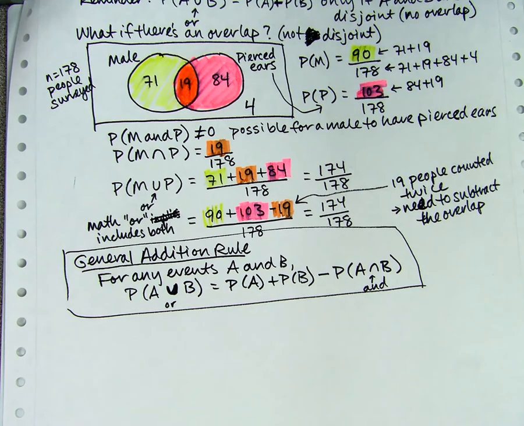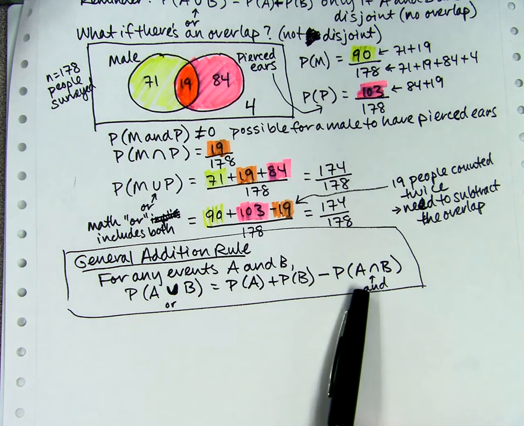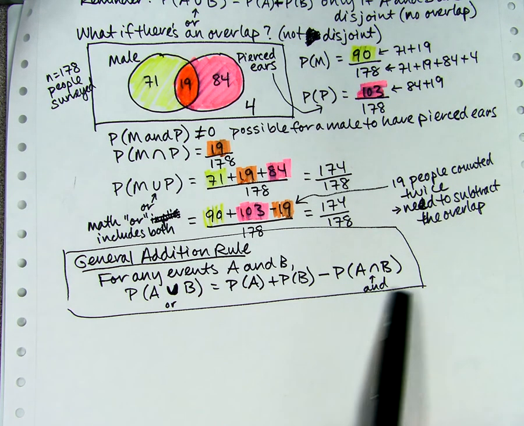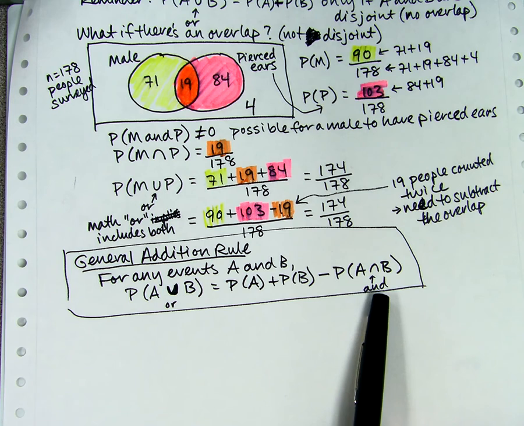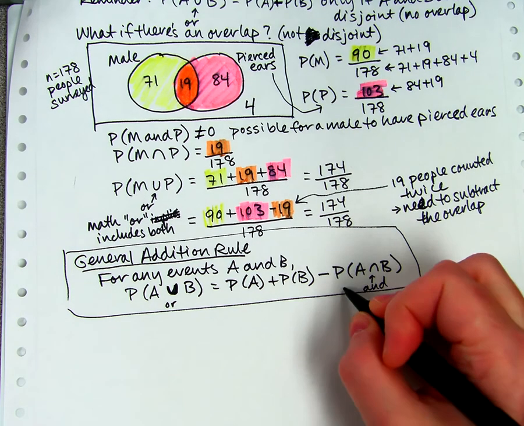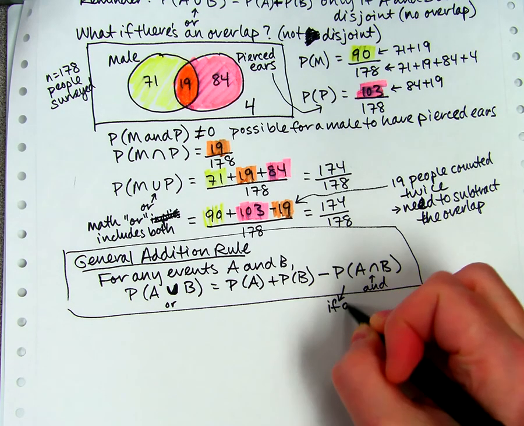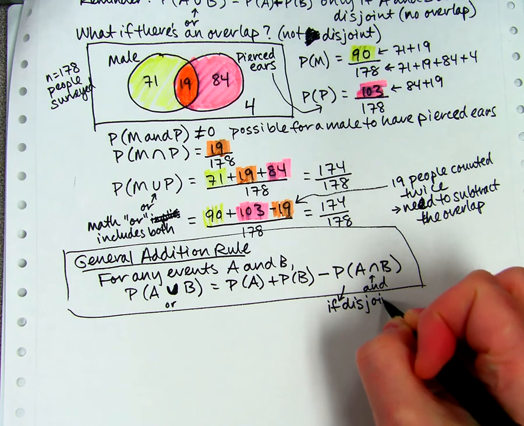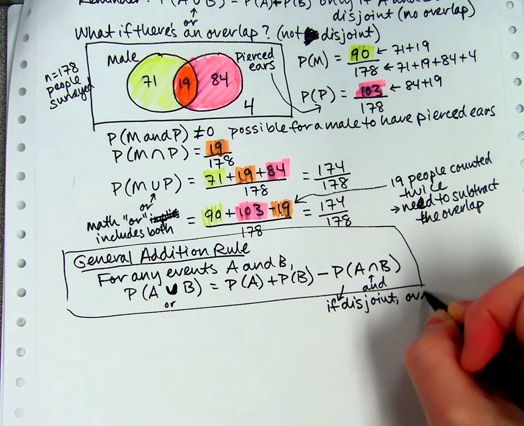Now, I want to point out to you that if they happen to be disjoint, this still works. Because if they happen to be disjoint, then this piece is 0, and you'd just be subtracting 0. So that's not a problem. If they're disjoint, then the overlap is 0.